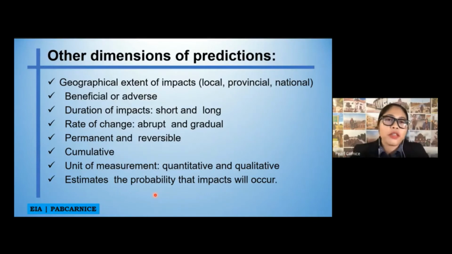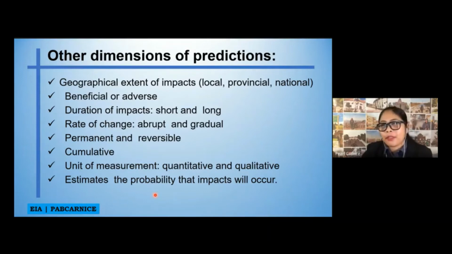And when we say reversible, there are impacts that we can still find ways to mitigate, or we can still find ways to rehabilitate. At the same time, there are also impact predictions that are cumulative. When we say cumulative, for example, what could be a specific example of cumulative? When we say cumulative, it adds up.